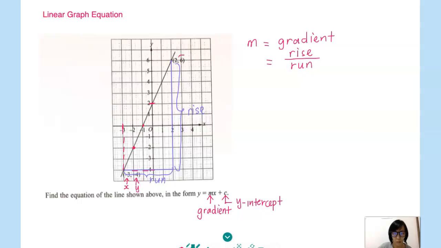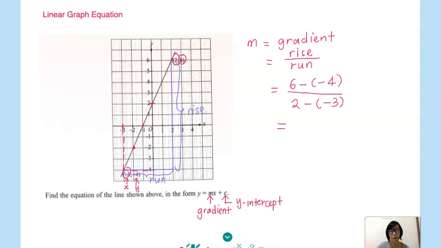we will take the y coordinate minus the other y coordinate, right? So we're going to take 6 minus -4. And when we calculate the run, we take the difference in the x coordinates, so it's 2 minus -3. All right, I hope this is so far so clear. Then we just calculate as it is.